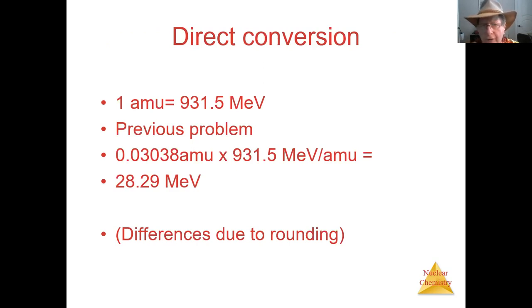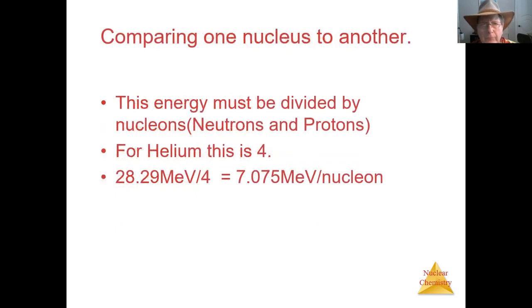You have to understand that things are getting rounded, and the more you round, the more your final answers are going to be off. If I want to compare one nucleus to the other in terms of the energy, I have to divide it by the nucleons, the number of neutrons plus protons. For helium, this is 4. So I take the nuclear binding energy for the helium nucleus, divide that by 4, and I get 7.075 MeVs per nucleon.